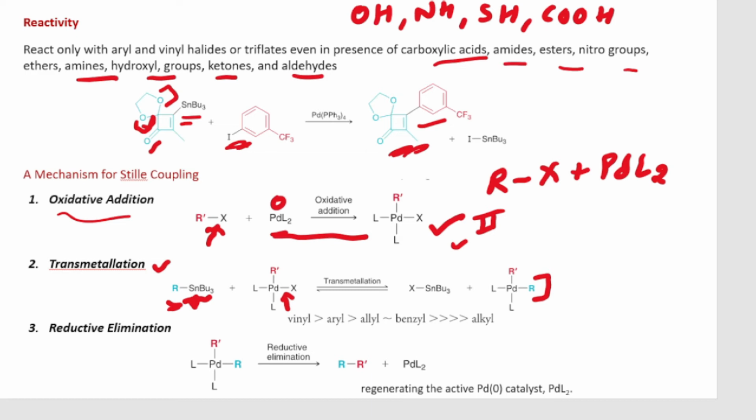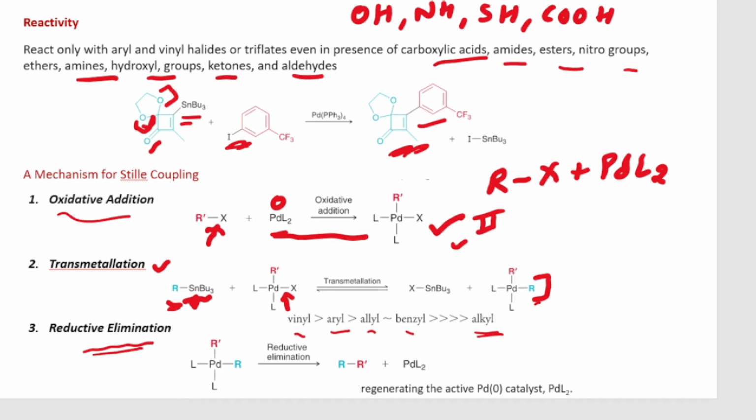Regarding reactivity or transfer of the R group, vinyl, aryl, allyl or benzyl groups transfer very fast, and alkyl transfer happens very slowly. So this is the rate determining step.